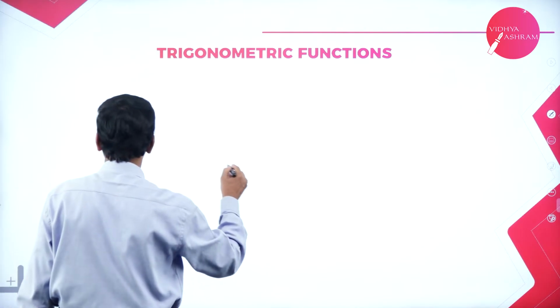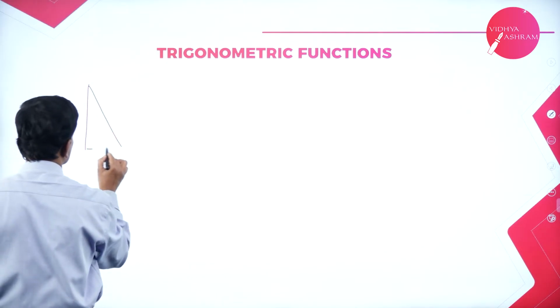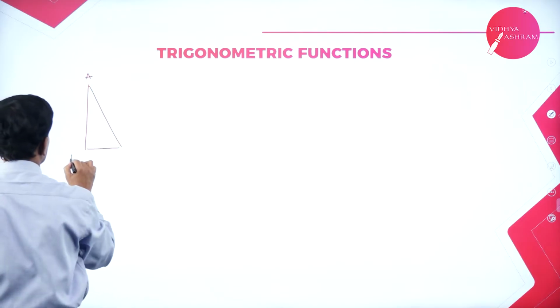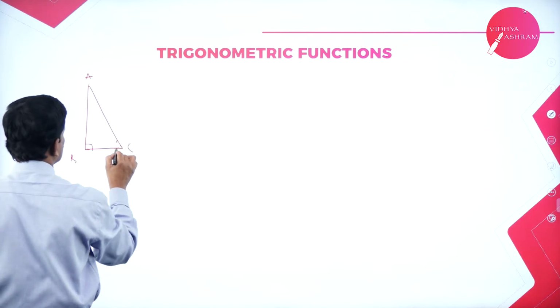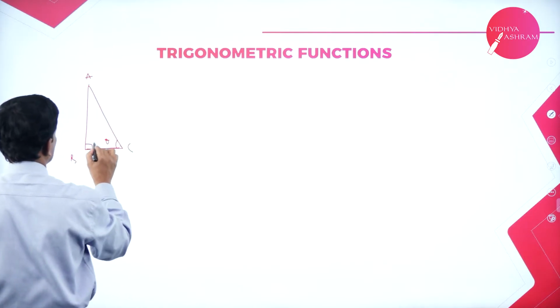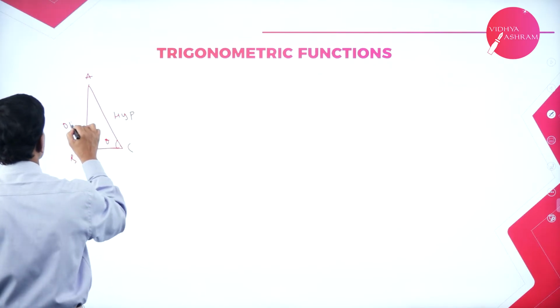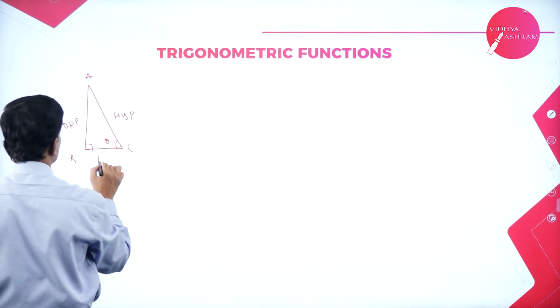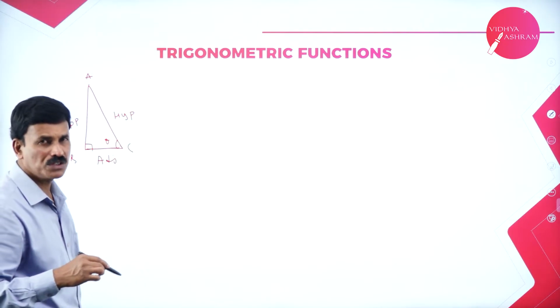So suppose you consider a right angle triangle, suppose this is a triangle ABC, this is 90 degrees, then this is angle theta. The side opposite to 90 is the hypotenuse. The side opposite to theta is the opposite side. In between opposite and hypotenuse, it is the adjacent side. Now you might have studied in your previous classes.